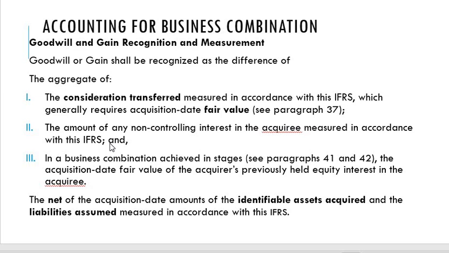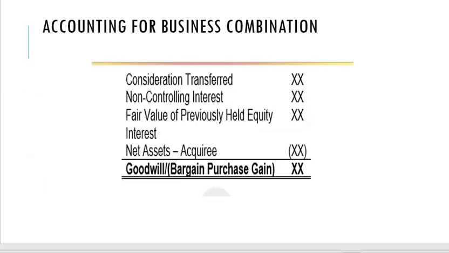Again, the goodwill or gain is the difference between the aggregate of the consideration transferred, non-controlling interest, and the fair value of the previously held interest, less the net assets acquired, the net of the acquisition date amounts of identifiable assets acquired and liabilities assumed in accordance with IFRS. Or simply, to compute for the goodwill or bargain purchase gain, it is the consideration transferred plus non-controlling interest and the fair value of the previously held equity interest, less the net assets of the acquiree. In case of a merger, we only have the consideration transferred less the net assets of the acquiree, because non-controlling interest and the fair value of previously held equity interest only arise if it is a stock acquisition of less than 100%.